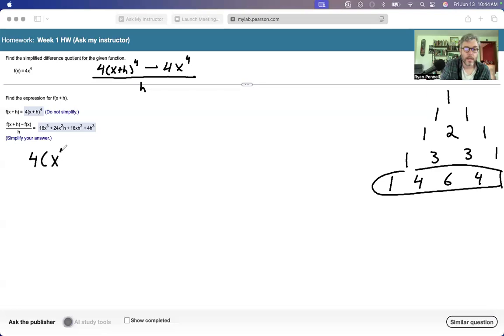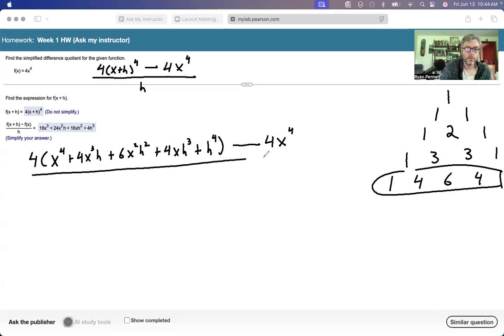Okay, so I still have the 4 out here, but now I know what this looks like. It's going to be x to the fourth plus 4x to the third. That 4 is coming from here. h plus 6x squared h squared plus 4x cubed. Nope, not cubed. That's a lie. h cubed plus h to the fourth. And then we're trying to subtract away the original function over h.